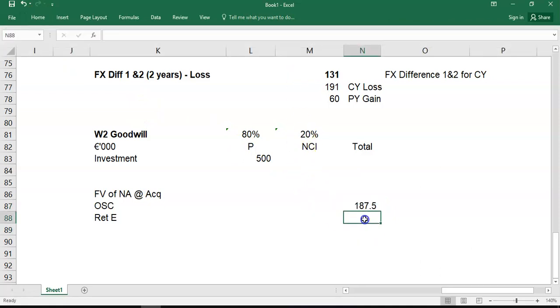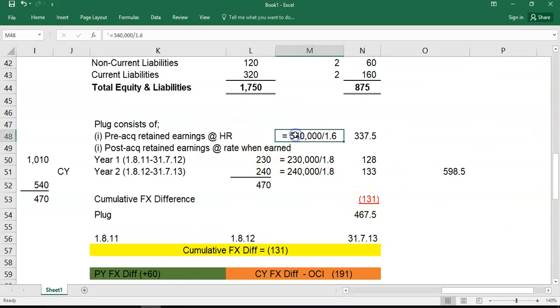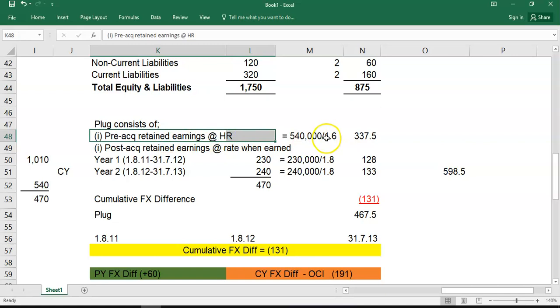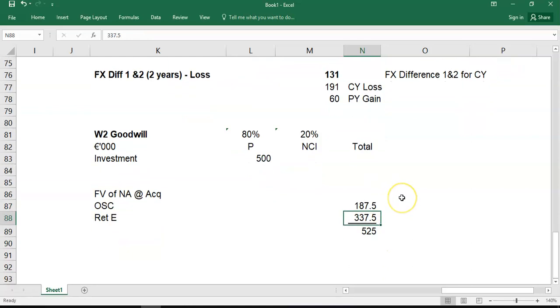And we know pre-acquisition retained earnings, we've done already, don't reinvent the wheel. We're 540 at the historic rate. All the goodwill translation is done at the 1.6 initially, 337.5. So fair value net assets, we don't have any fair value adjustment here. You will have it in other exam questions. So that's an added complexity that you'll come across.